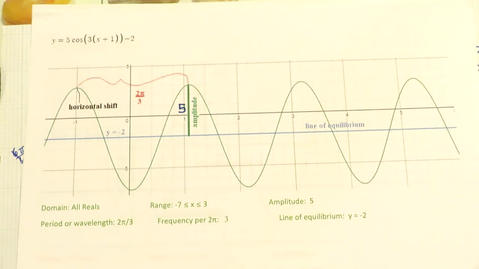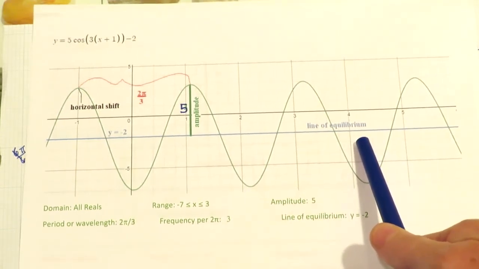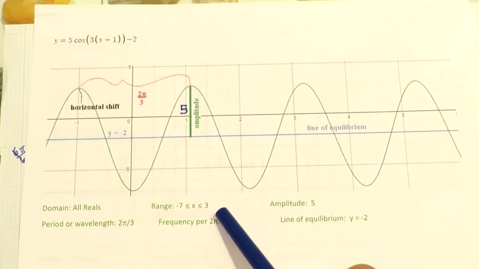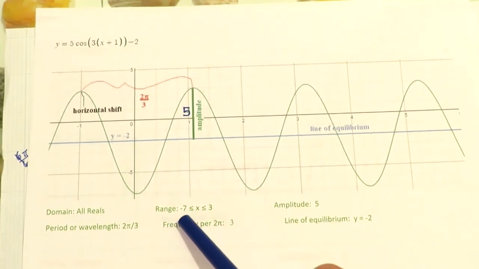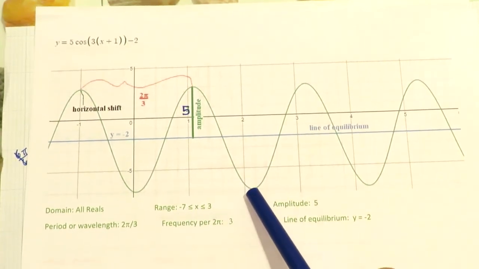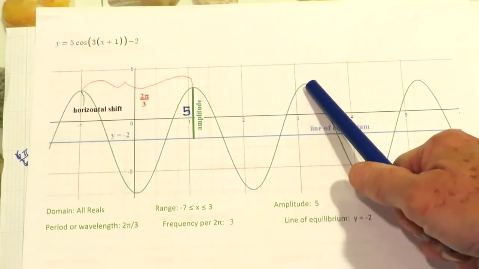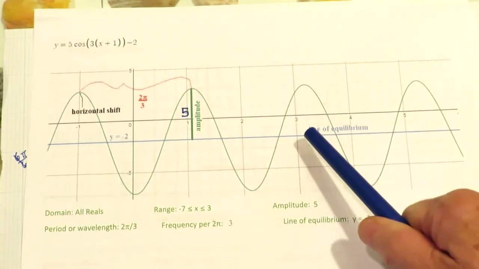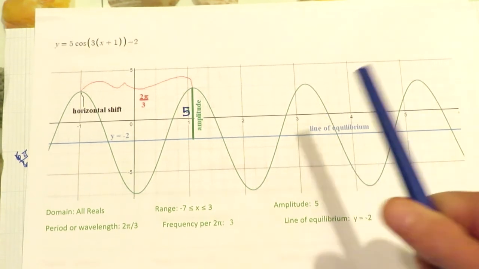In terms of our range, our middle is -2. If I add 5 to -2, I get 3. If I subtract 5 from -2, I get -7. So my minimum points are -7, my maximum points are at 3. And again, that's a combination of the middle, the line of equilibrium, and the amplitude.